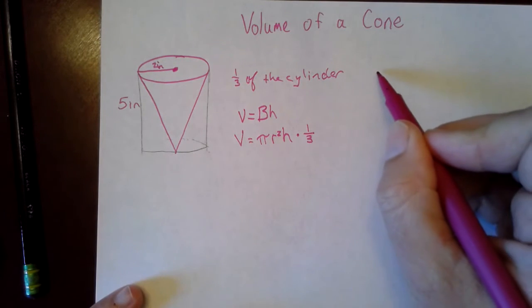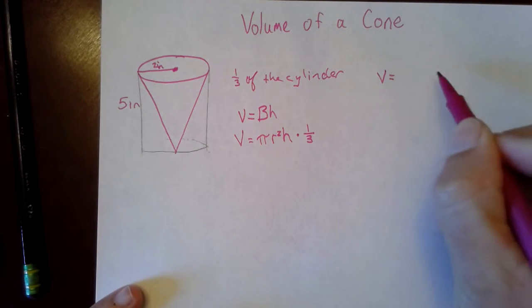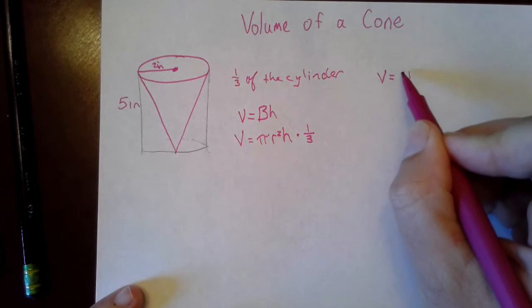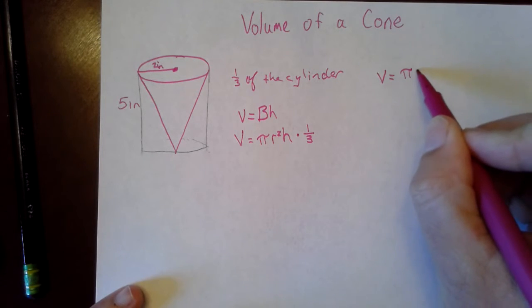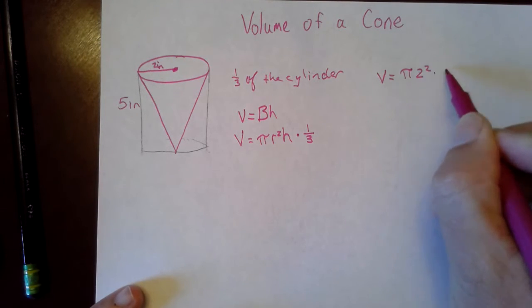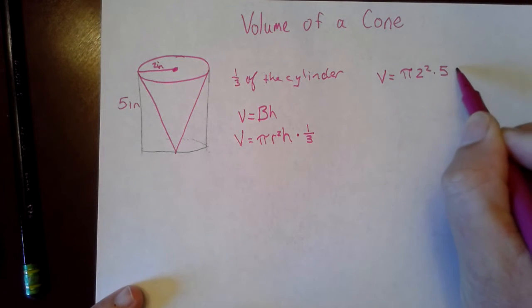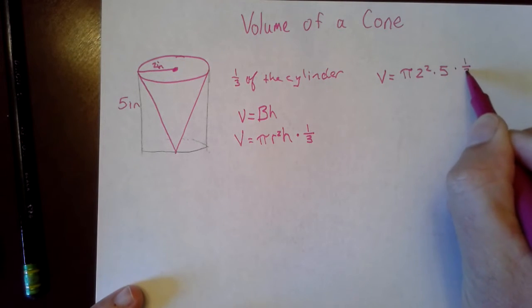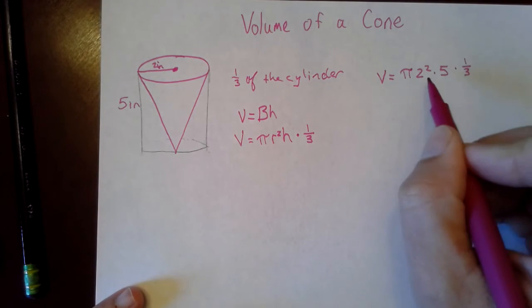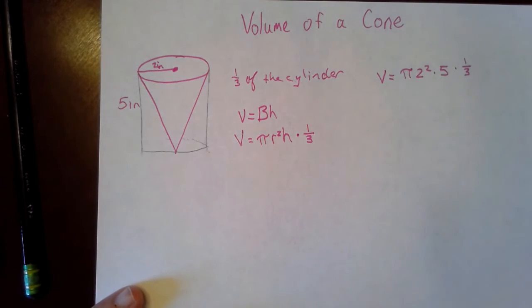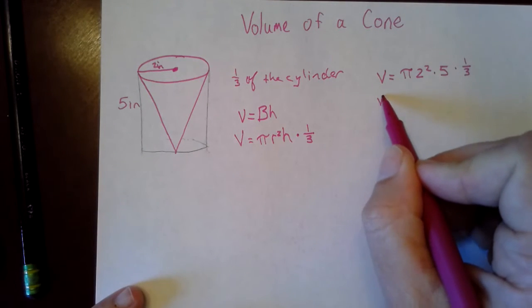Okay, so let's bring it up to here. The volume of this cone is just going to be pi times my radius squared times my height, and then lastly times 1/3. Instead of times 1/3, you might see the entire volume just divided by 3. It really means the same thing.